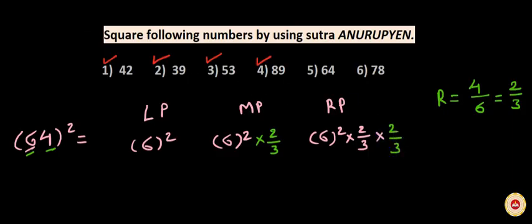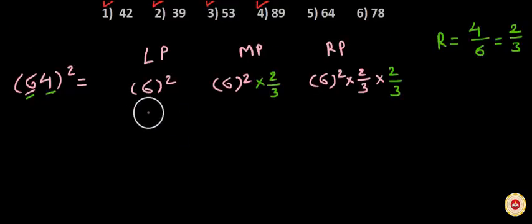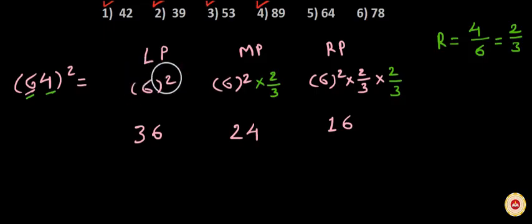Now let us calculate it. 6 square is 36, and 36 upon 3 is 12. 12 twos are 24. Now 6 square is 36, by 9. 3 threes are 9. So 36 upon 9 is 4. 4 twos are 8. 8 twos are 16. So the answer is left part 36, middle part 24 and right part 16.